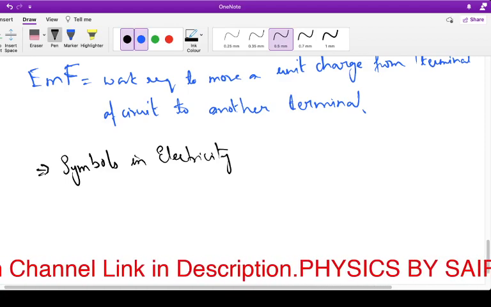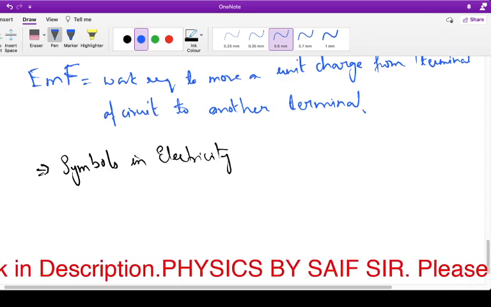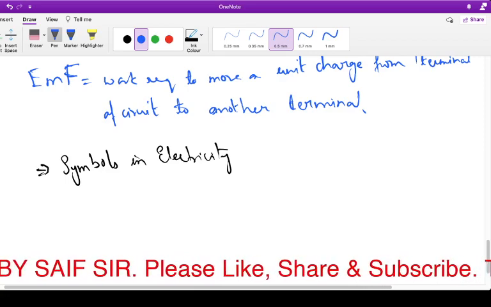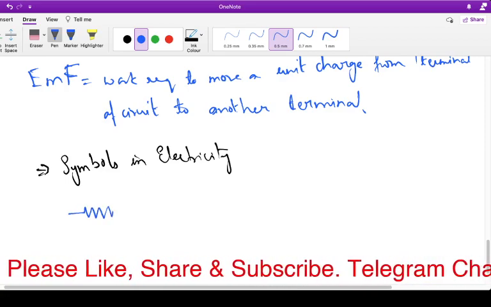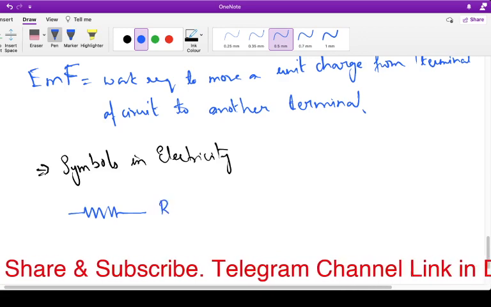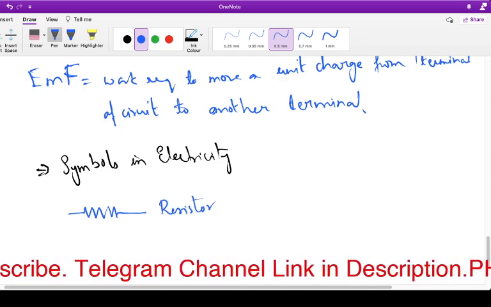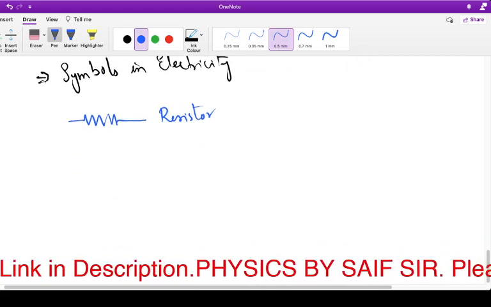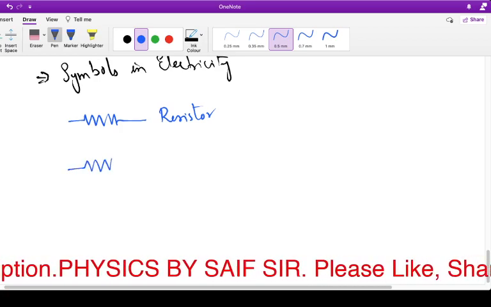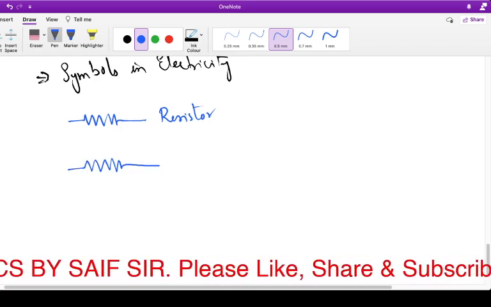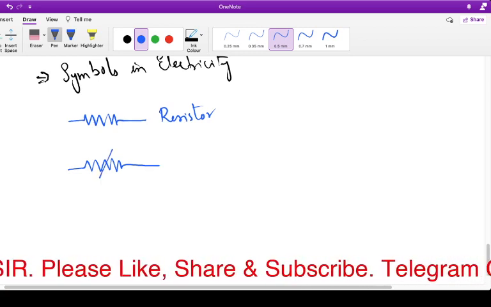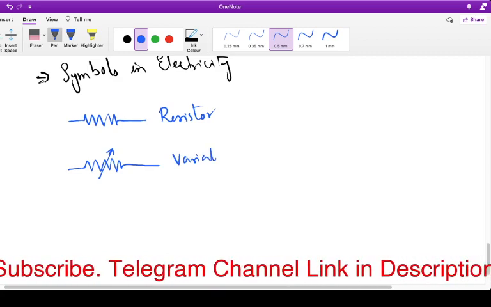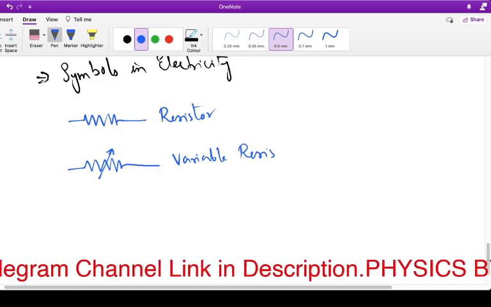Symbols in electricity, we'll start with this one. As we have seen, for the conductor you draw just a straight line, and for a resistor you draw this one. This symbol is used for representing a resistor. But what if you want to represent a variable resistor? You draw the same resistor, and on it you draw an arrow, which means you are using a variable resistor, not a fixed resistor.